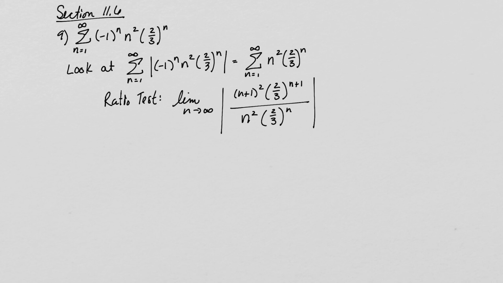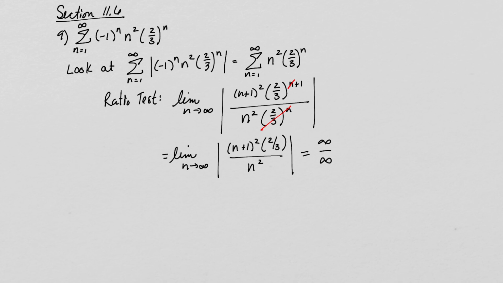And stuff is going to cancel. The 2/3 to the n part here would cancel out all of that. And we're just going to be left with 2/3 to the first power. So we have the limit as n approaches infinity of the absolute value of n plus 1 squared times 2/3 all over n squared. And so if I take that limit, it's infinity over infinity.